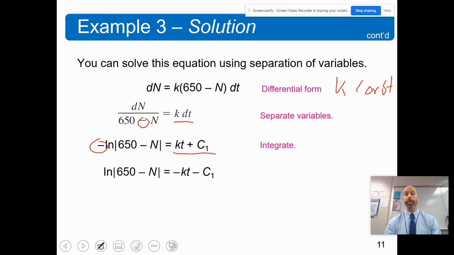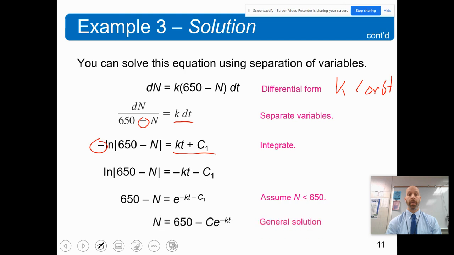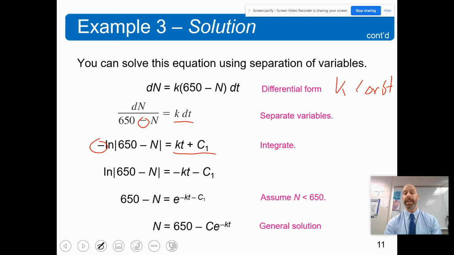Now we'll go ahead and multiply both sides by negative. Now we're going to go ahead and raise both sides to e. And now we can just subtract the 650 and then divide by a negative, and we get our general solution, which is 650 minus Ce to the negative kt. So this should look very familiar because this is something similar to what we did in our section 5.2 notes.